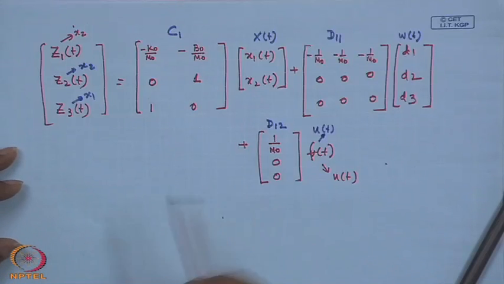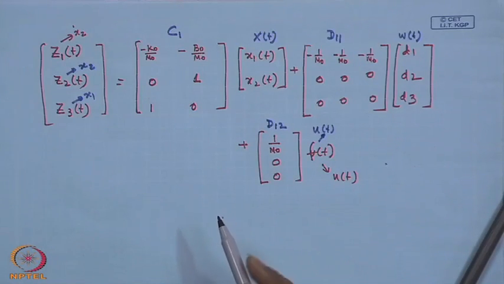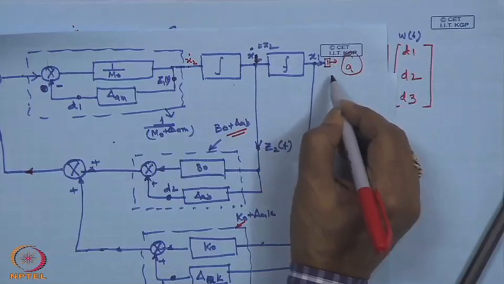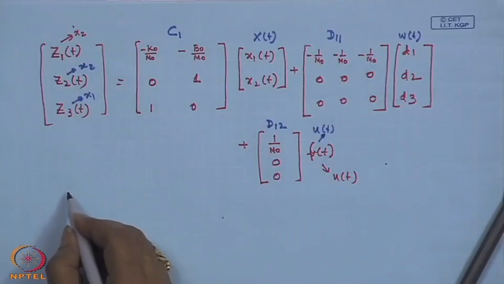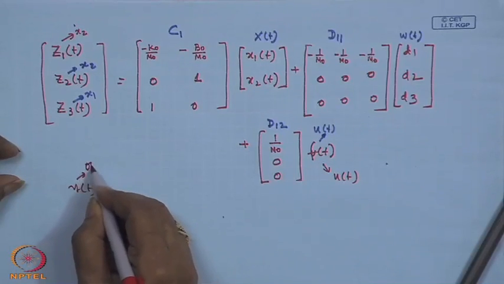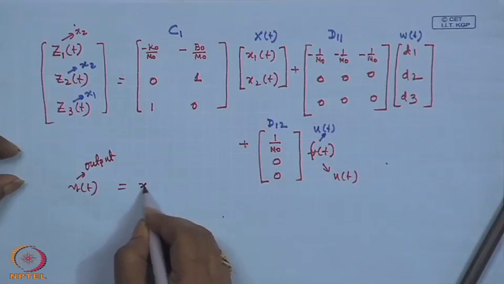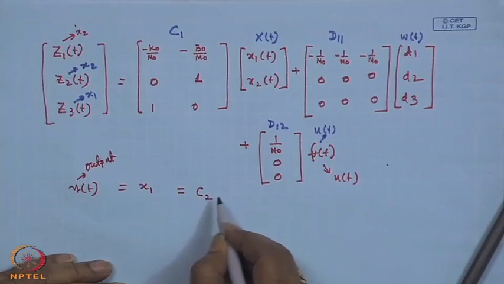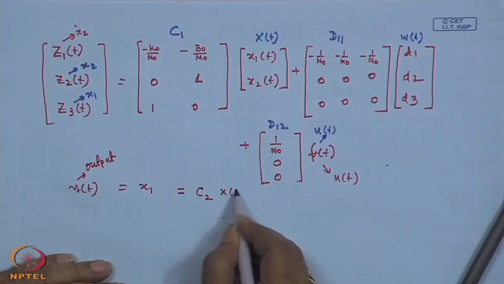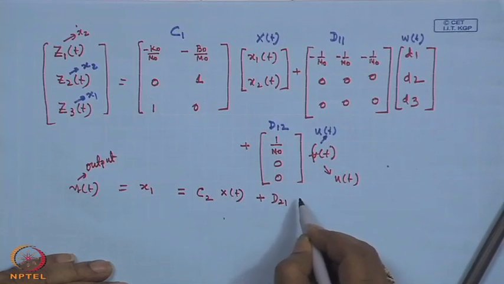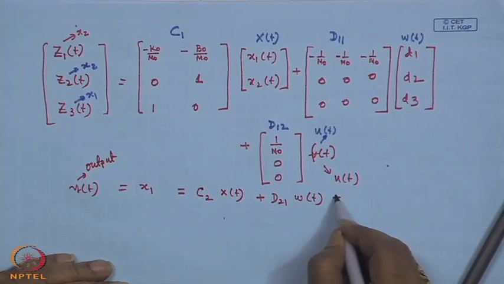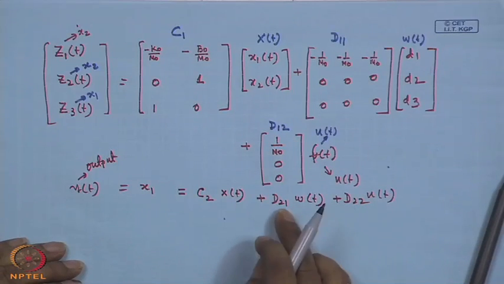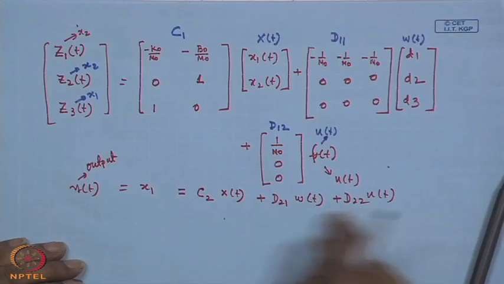Then another equation we can write, the output equation. What is our output? If we consider the output of our system is x1, let us call this multiplied by 1 our output. If this is the output, we will write the output equation: y is equal to x1, which you can write as equal to c2 x of t in general expression, plus d21 w of t, plus d22 u of t. In our case, d21 is 0 and d22 is 0, but in general structure I can write it like this way.